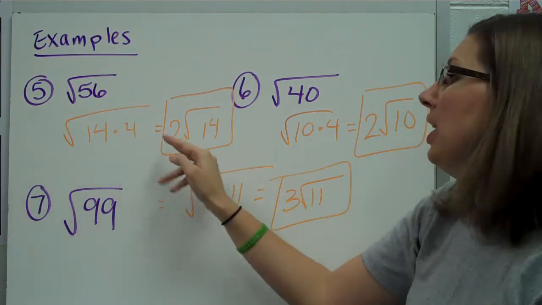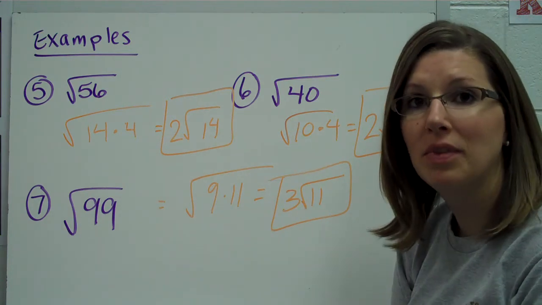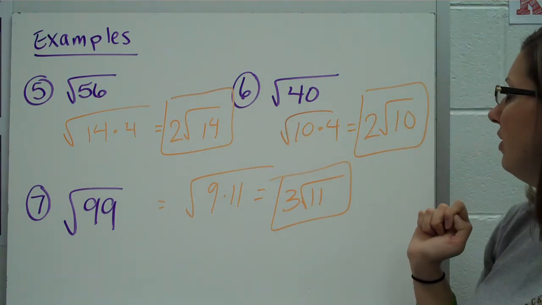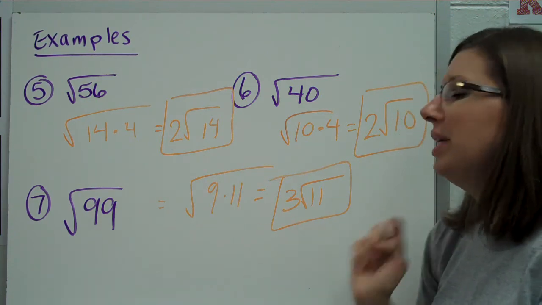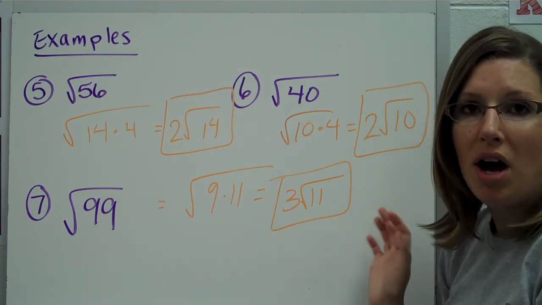For number 5, did you get 2 times the square root of 14? Number 6, 2 times the square root of 10. And number 7, 3 times the square root of 11. Well, I hope you did well.